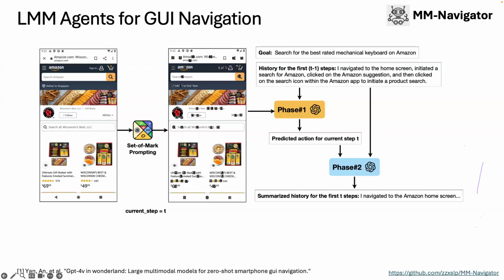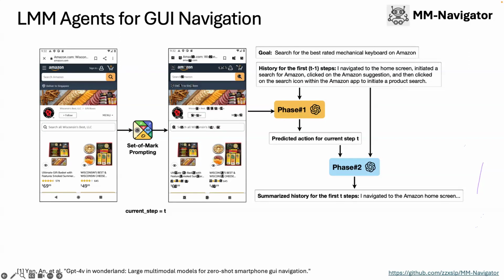Yeah, so we have a phase two, where the agent needs to summarize the history of the first T steps, and we'll use that as context when prompting for the prediction on the T+1 step. That sounds a little familiar, right? So it's like a memory.